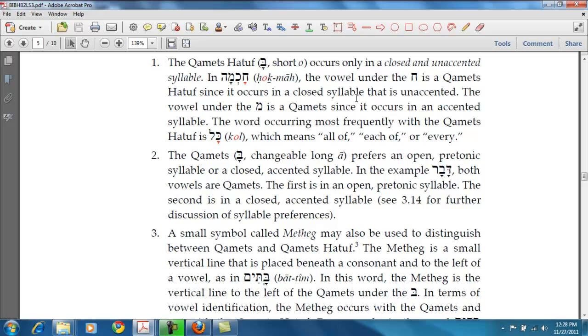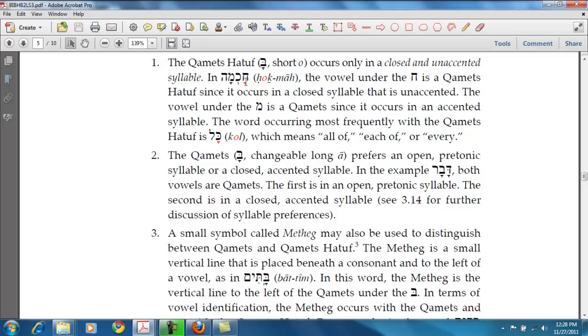unaccented. The vowel under the mem is a qamets since it occurs in an accented syllable. So you've got an accented syllable here, mem, kaf, and a hey. So it distinguishes the two here from each other. This is an accented syllable. So it basically occurs in an accented syllable here, and then it's unaccented.